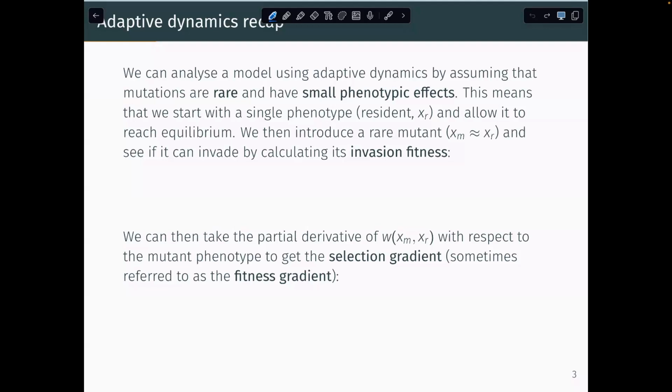Okay, so I mentioned that the first stage is calculating our invasion fitness. I'll write this as W of XM, XR. This is saying the invasion fitness of a rare mutant with trait XM in an environment that is established by a resident population XR.